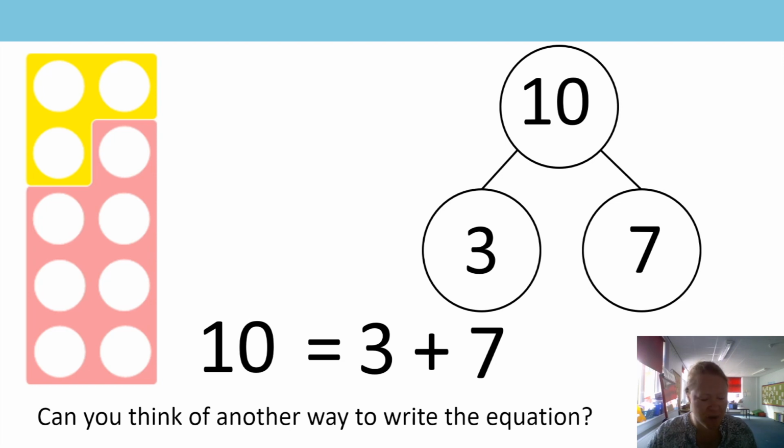Can you think of another way of writing that equation? We know that we can change the order of the addends and the sum remains the same. Why not pause and try and write out the equation in a different order? Have a quick go.